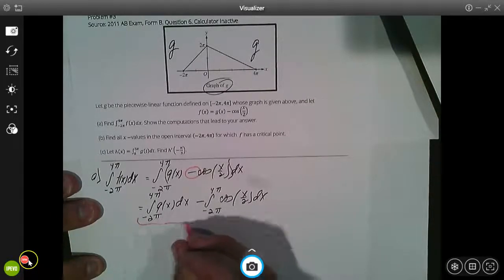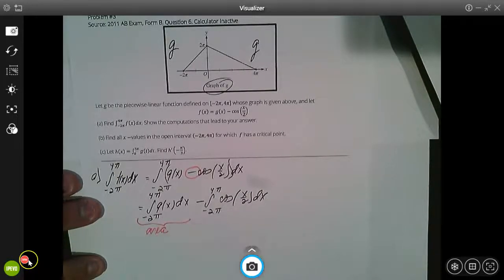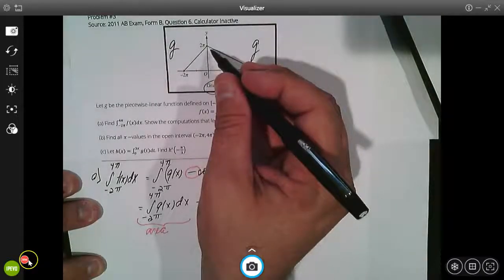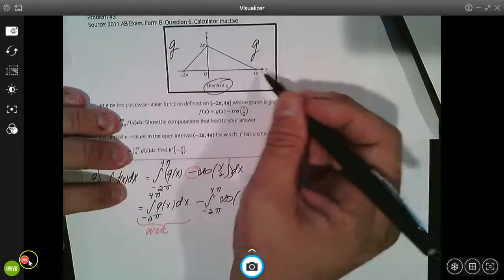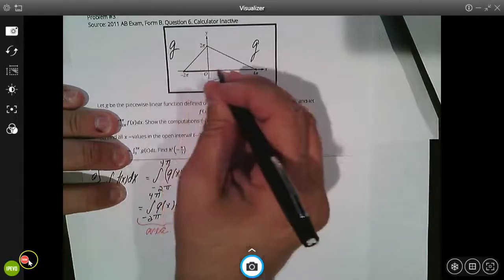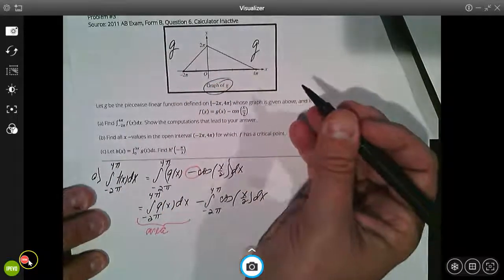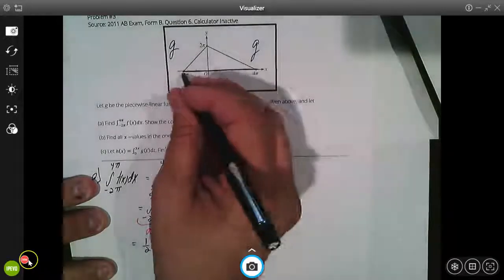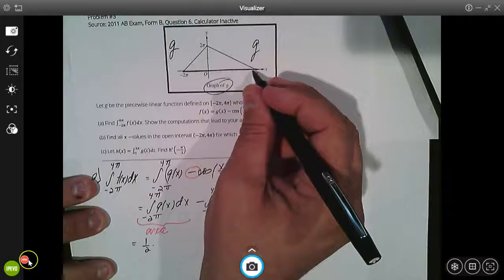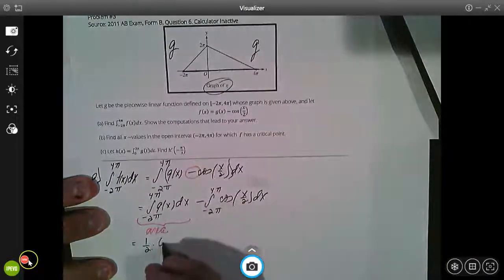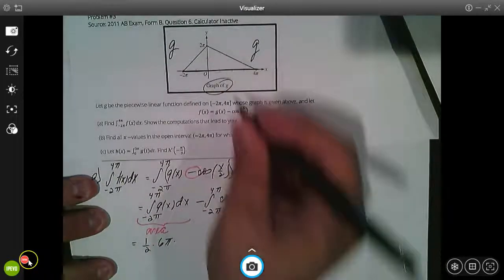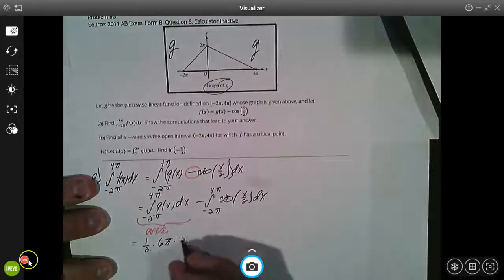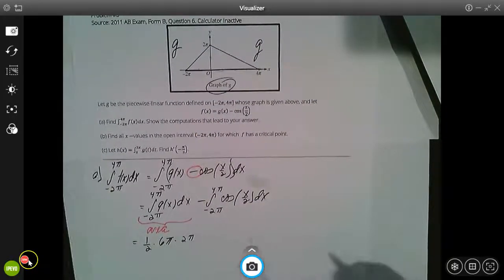This guy here is an area calculation. I'm going to look at my graph. Here's the graph of g. Starting at negative 2 pi, going all the way to 4 pi, I need the area. Well, how convenient, I have a triangle. Area of a triangle is 1/2 the length of the base. 4 pi minus negative 2 pi is 6 pi. The height is 2 pi, that's the area for the triangle.